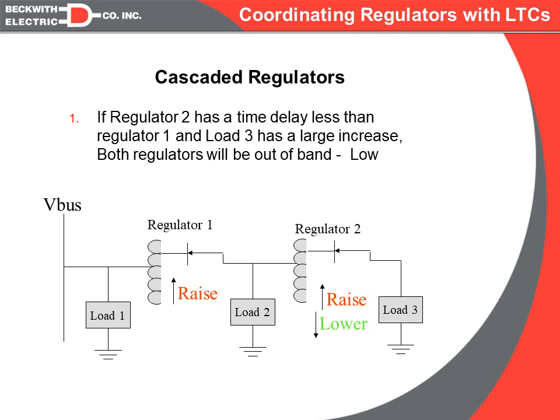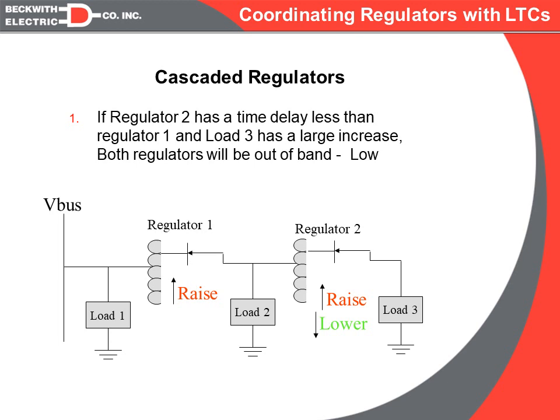If we would have allowed regulator 1 to raise first, it could have corrected the voltage for the entire circuit, and we would have reduced these 2 operations on this set of regulators. So the general rule of thumb is you always want the regulation closest to the source to have the shortest time delay, and then you want to add 10 to 15 seconds of time delay for each set going away from the source. So if I had an LTC here at this bus and it was set for 60 seconds, I would typically set this time delay for 75 and this time delay for 90.